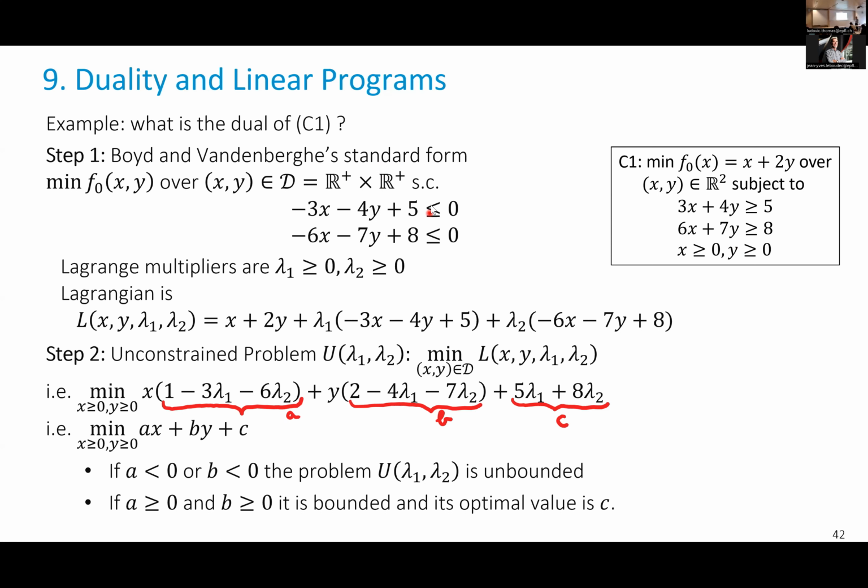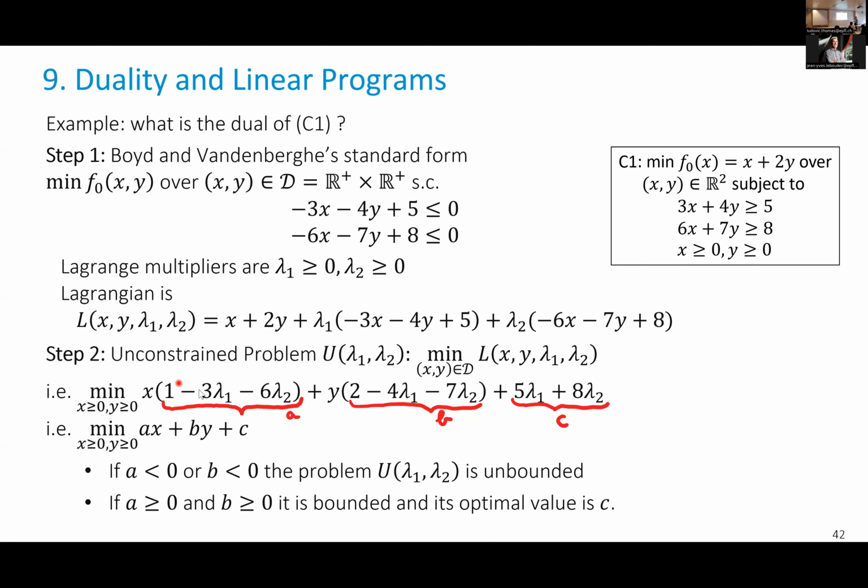The theory says that there are inequality constraints, therefore the Lagrange multipliers are also restricted by inequalities. So there are two Lagrange multipliers that must be positive or zero. The Lagrangian that I need to obtain the unconstrained problem is the objective function x plus 2y, plus lambda 1 times the first inequality, plus lambda 2 times the second. That's my Lagrangian. The unconstrained problem says that for fixed values of lambda 1, lambda 2, I need to minimize the Lagrangian over x, y in the domain of definition.